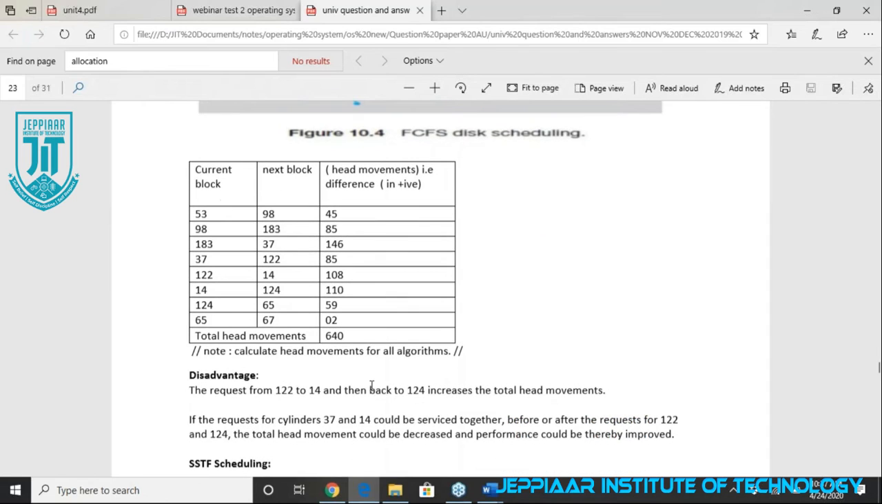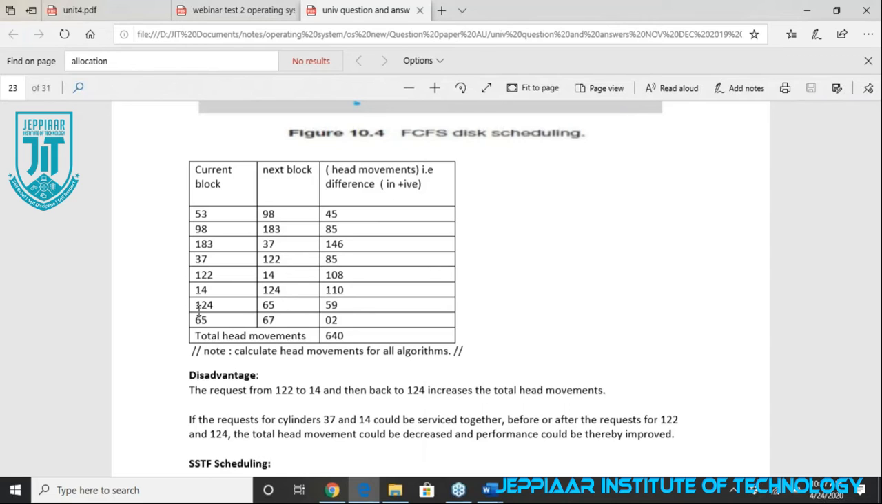Here is the disadvantage: from 122, if we go to 124, it is only 2 disk movements, but unnecessarily we are moving our disk from 122 to 14, and again from 14 to 124. This is an unnecessary movement we are making. This is the disadvantage of FCFS.